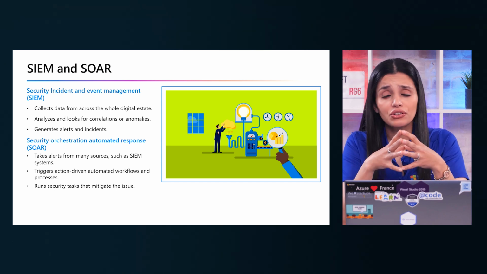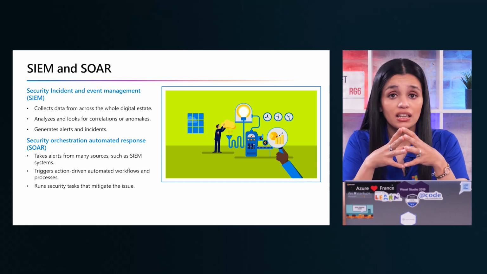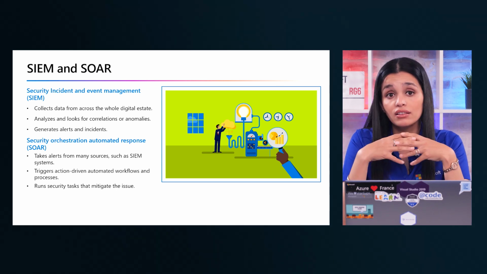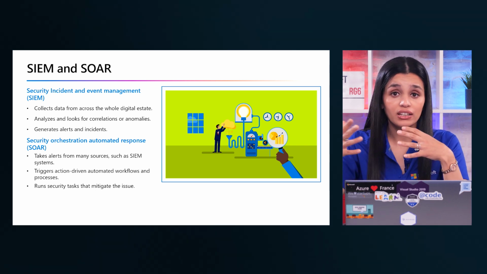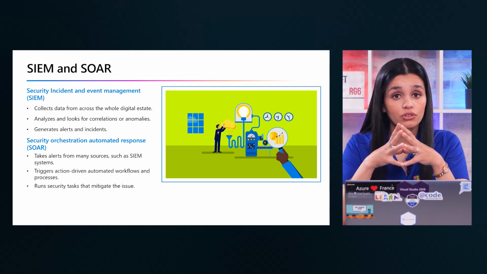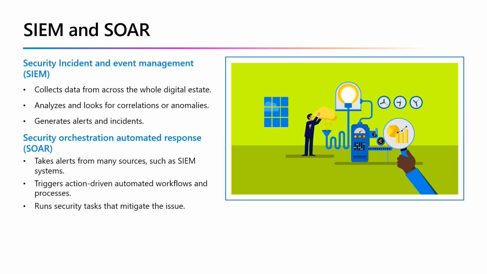SOAR is Security Orchestration Automated Response. A SOAR system takes alerts from many sources such as a SIEM system, and the SOAR system then triggers action-driven automated workflows and processes to run security tasks that mitigate the issue. To provide a comprehensive approach to security, an organization needs to use a solution that embraces or combines both SIEM and SOAR functionality. Now let's look at Microsoft's solution for SIEM and SOAR.